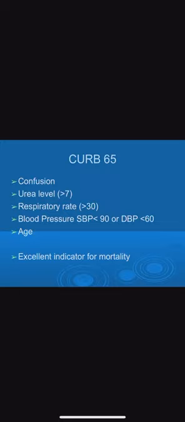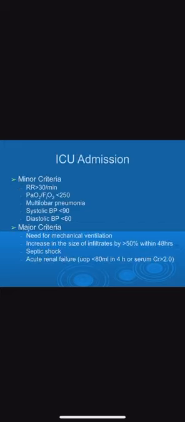This is an excellent indicator for mortality and severity. نجمع من عده ونقرر عليه. اذا كان السكور 1 this is treat the patient at home. اذا كان السكور 2 admitted to the hospital, 3 and more يحتاج لintensive care unit. Okay, when you decide on admission of the patient to intensive care unit, إذا كان عنده أكو minor criteria وأكو major criteria.